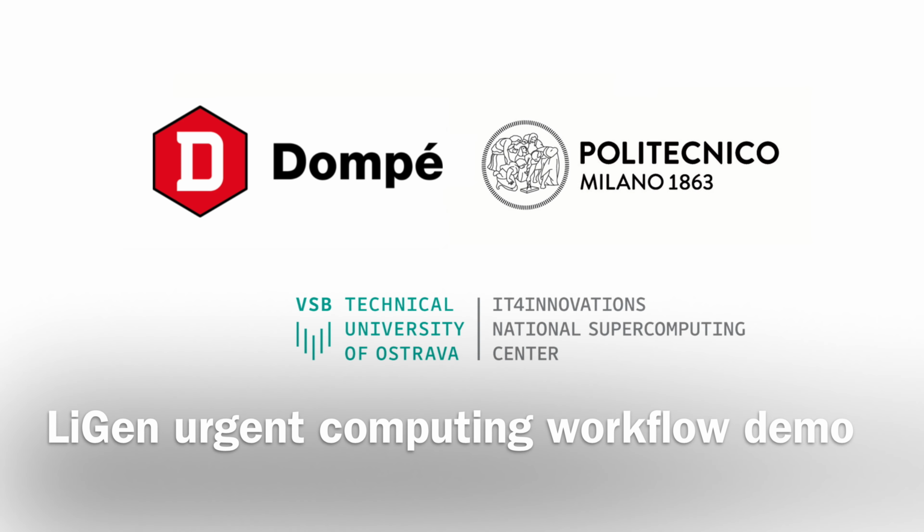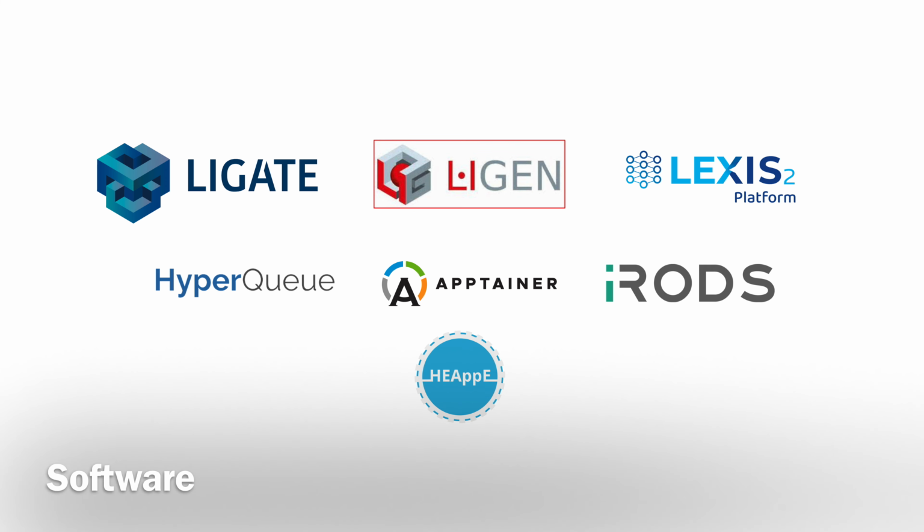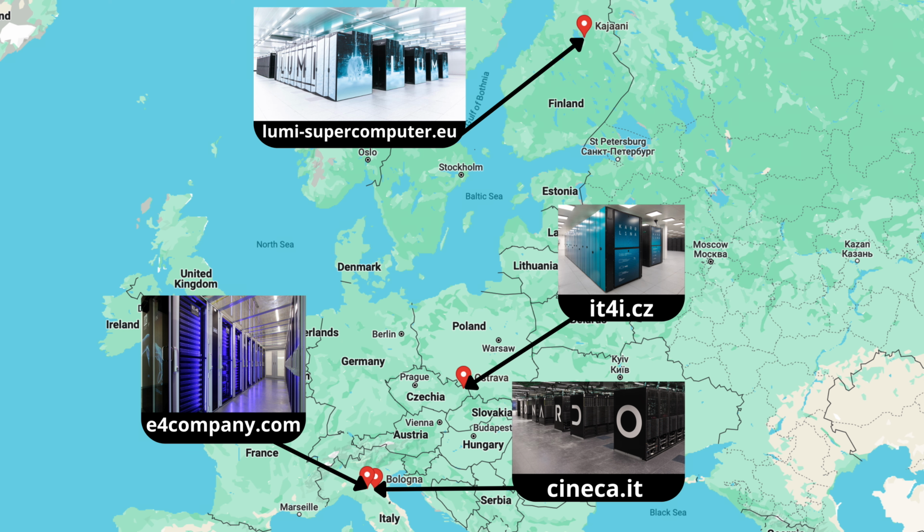Welcome to the LIGEN Urgent Computing Workflow demo. The following recording shows a demo workflow that runs LIGEN calculations in parallel on these 4 HPC locations: LUMI Supercomputer, Carolina IT4 Innovations Cluster, Leonardo Seneca Cluster, and E4 Cluster.